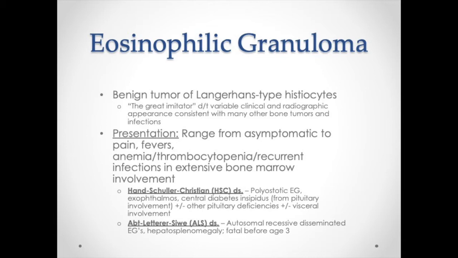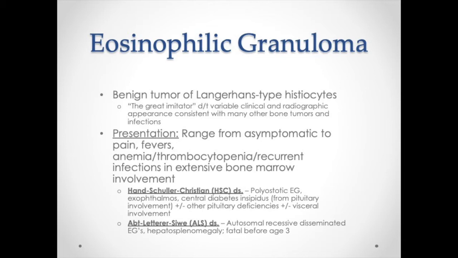Presentation typically ranges from an asymptomatic lesion that's picked up incidentally to severe pain in that area, to systemic symptoms, including fevers as well as anemia, thrombocytopenia, recurrent infections, especially if there's extensive bone marrow involvement. Usually when you see that, it's one of these two diseases, Hand-Schüller-Christian or Letterer-Siwe.